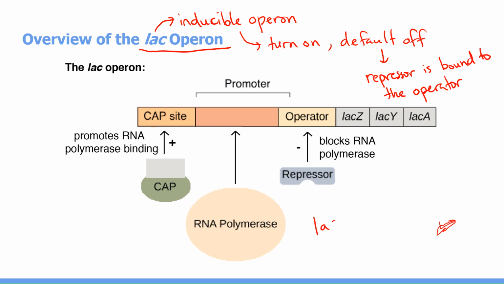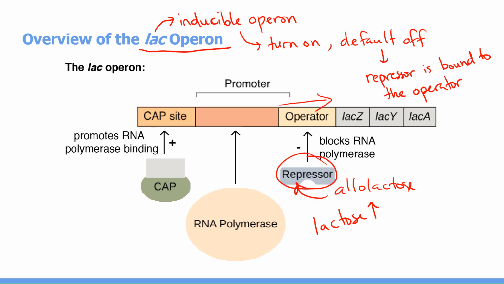Okay. So when lactose is in the environment, this again creates the allolactose to bind to the repressor, and then that will activate the transcription of the enzymes to break down lactose.